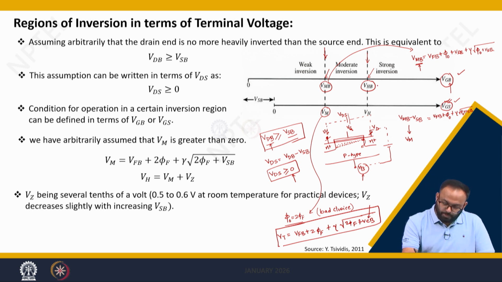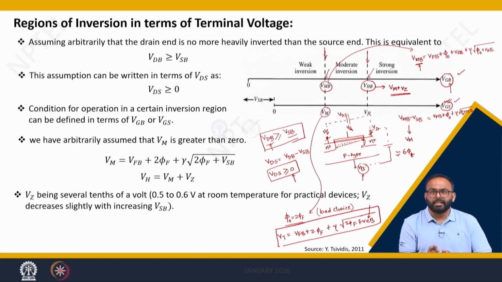Here VHB is nothing but Vm plus Vz. In terms of potential phi naught, we said that this Vz is approximately 6 times phi t, which says that there is a demarcation between weak inversion, moderate inversion and strong inversion. I would say it is not a sharp demarcation, but a smooth demarcation between weak, moderate and strong inversion. That is what we have defined with these values.